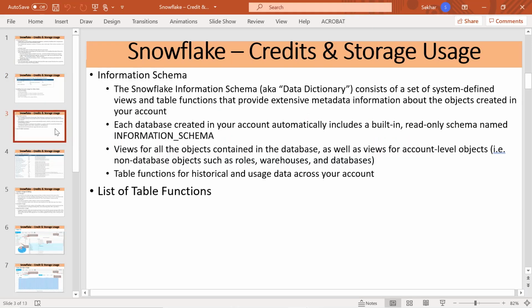Next comes the information schema. It's also called a data dictionary. Each database will have an information schema, with views for all the objects. So that information schema is only particular to this database.